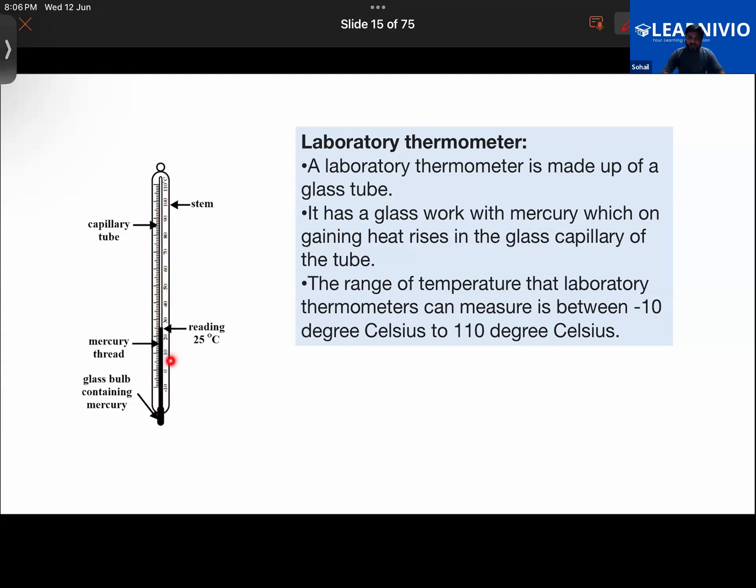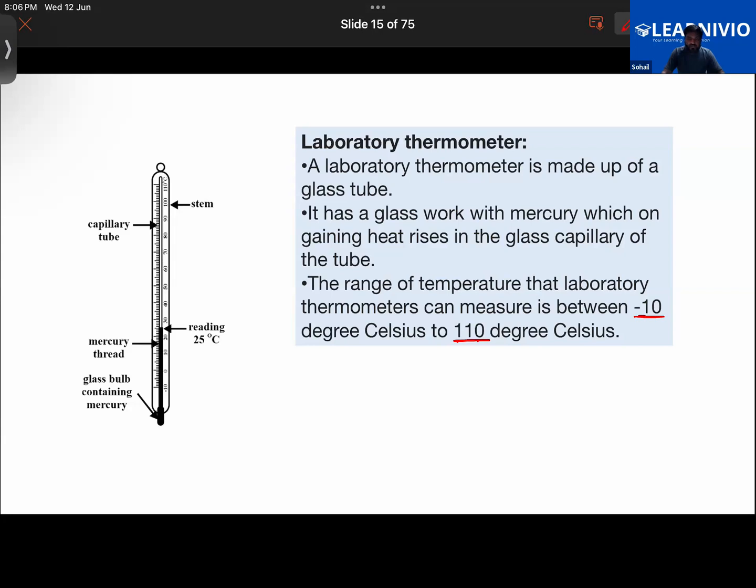The range of a laboratory thermometer is from minus 10 degrees Celsius to 110 degrees Celsius, because obviously the reactions that you carry out in the laboratory can be highly exothermic, can give lots of heat, and can be cold reactions. The temperature of the liquid can go down up to minus 10 degrees Celsius. So the range of a laboratory thermometer is generally very high, from minus 10 to 110 degrees Celsius.